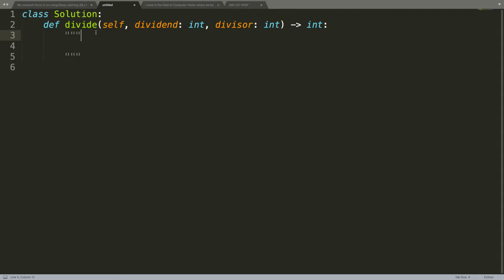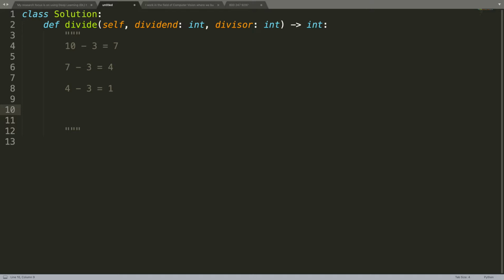For instance, if I say 10 minus 3, that gives me 7. Then I have to test again that the 7 is still bigger than the divisor, bigger than 3. So I can say 7 minus 3 again. That gives me 4. I see that 4 is still bigger than the divisor, which is 3. Minus 3 again. That gives me 1. But 1 is no longer bigger, so I can stop. That's the idea.